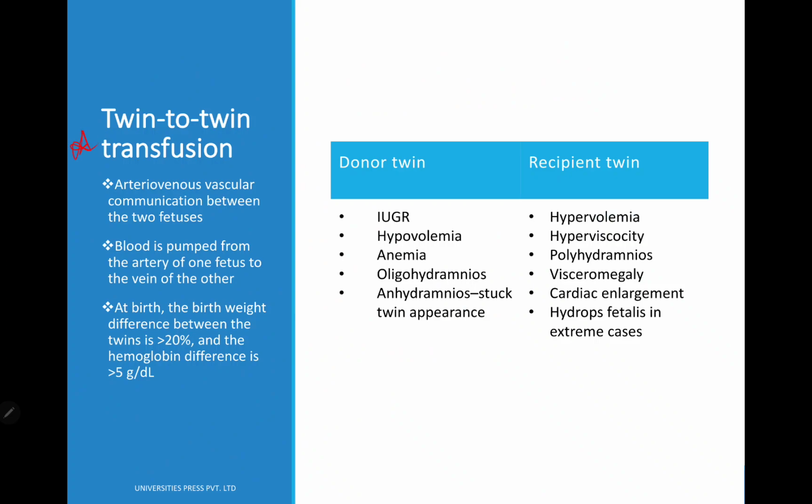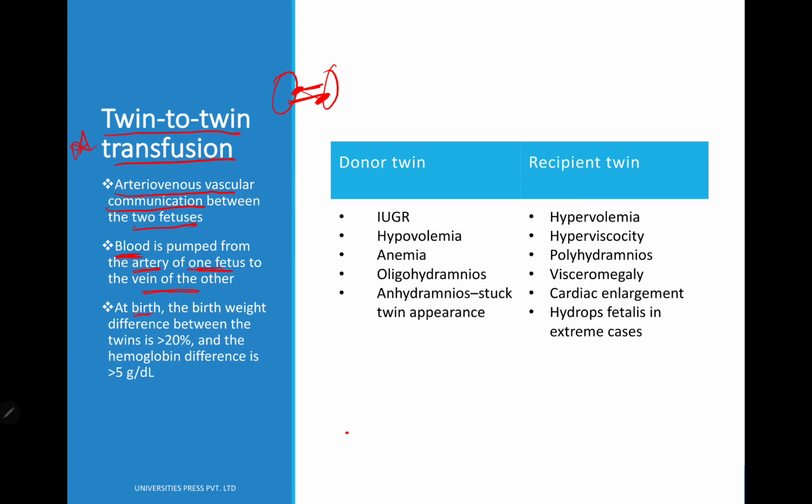So it will be like a revision. In twin to twin transfusion, there is arteriovenous vascular communication. As I told you, there are intervascular connections, right? That is arteriovenous vascular communication between the two fetuses. So the blood is going to be pumped from the artery of one fetus to the vein of the other fetus.